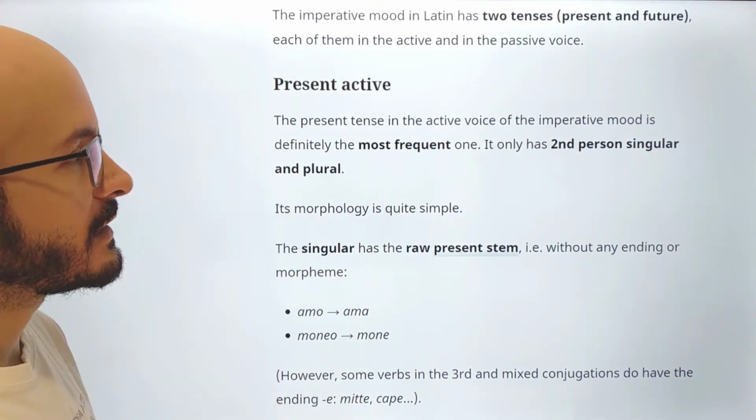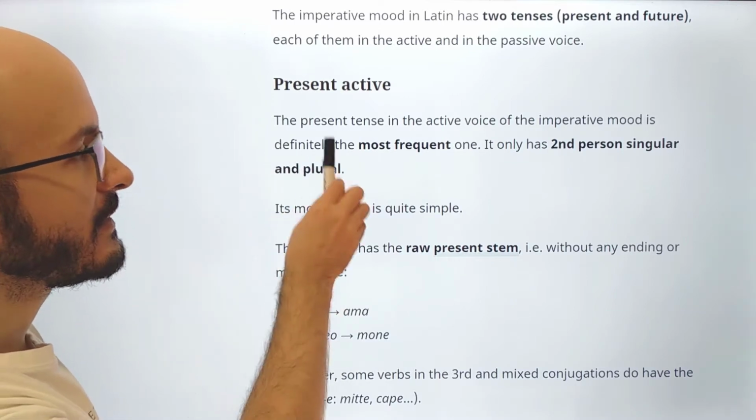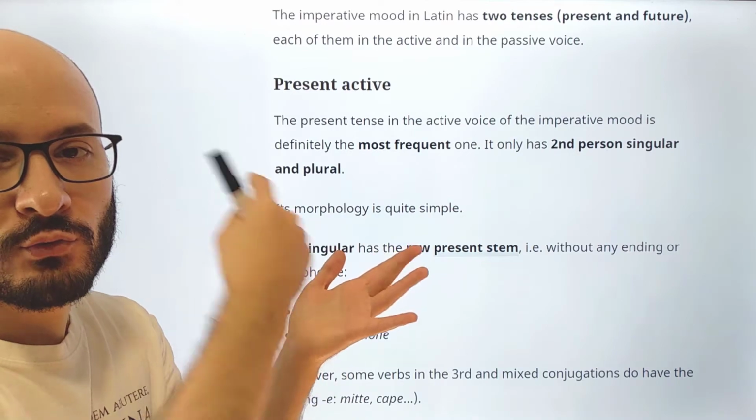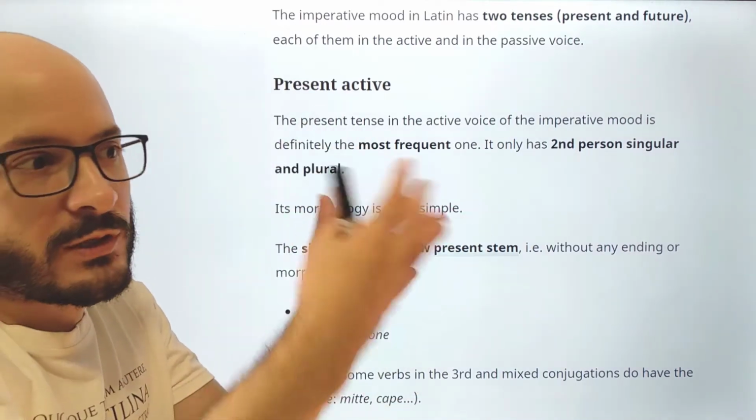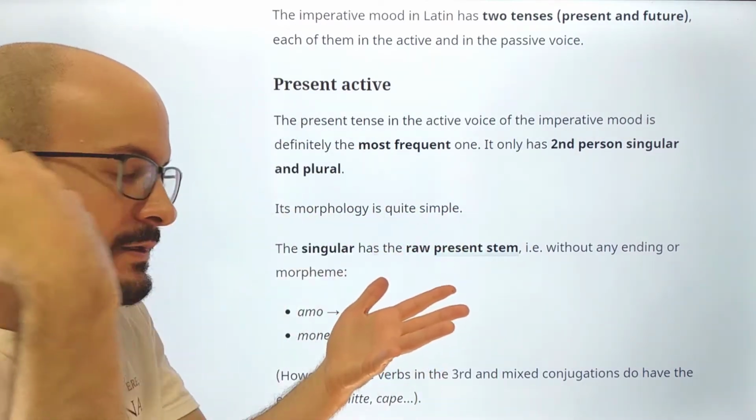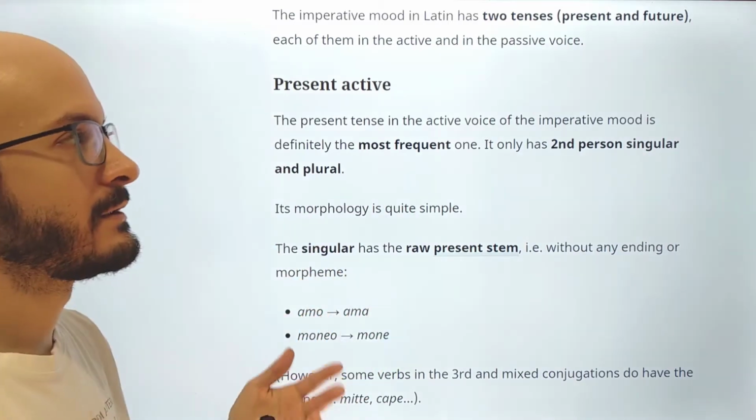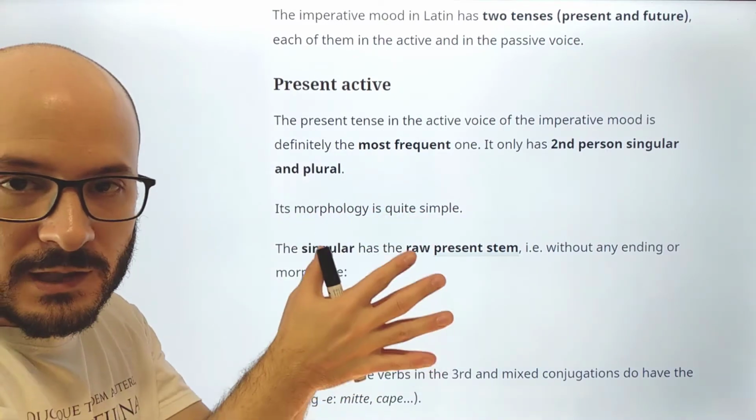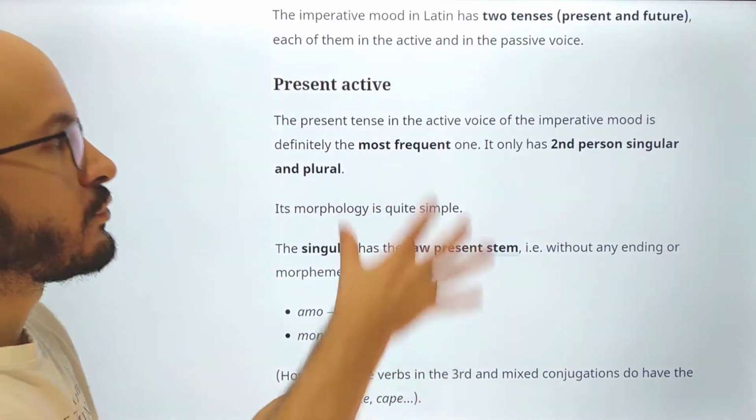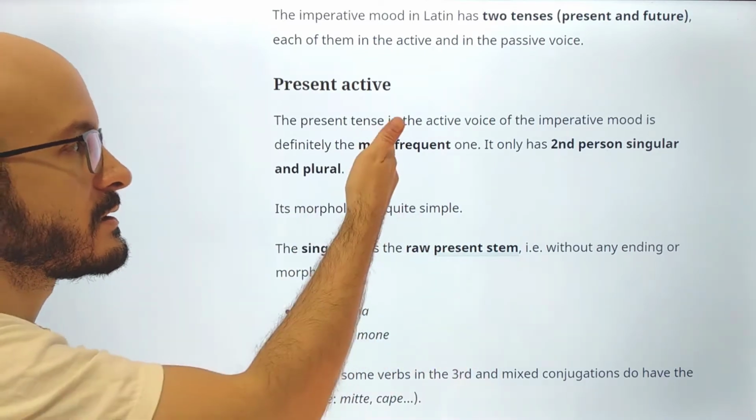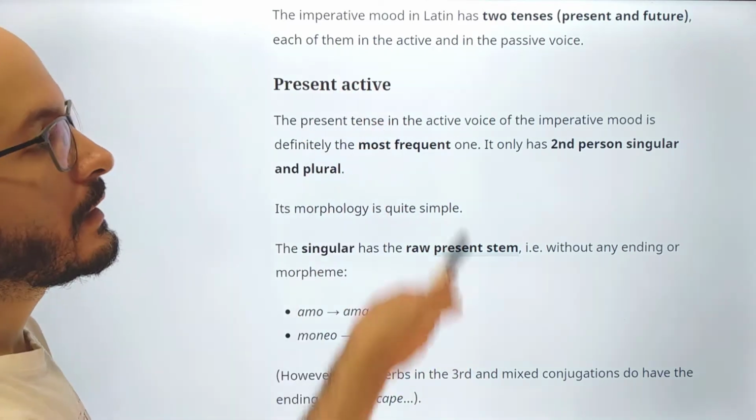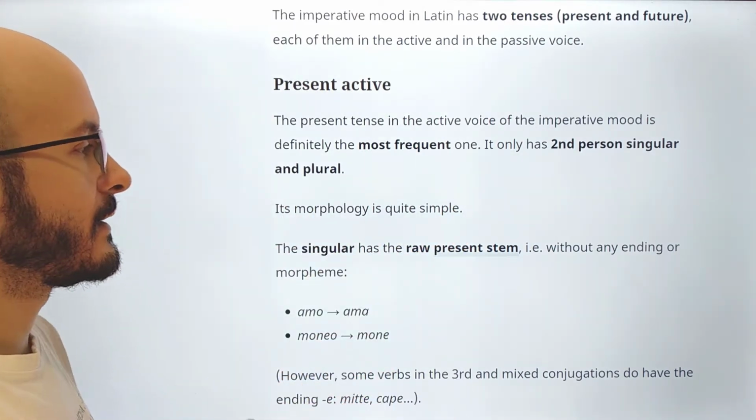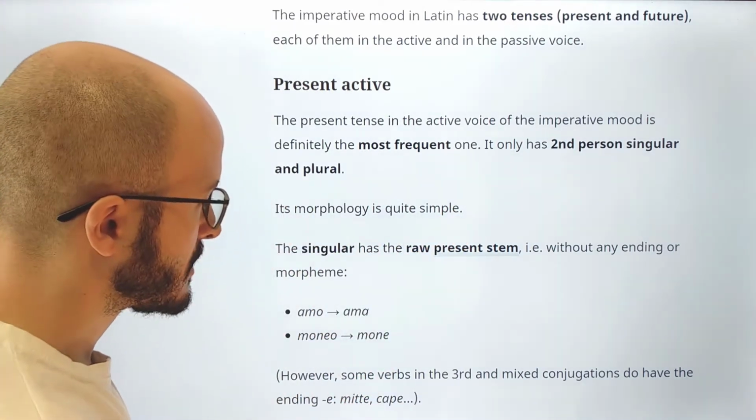First, present active. The present tense in the active voice of the imperative mood is definitely the most frequent one. In Spanish, Italian, French, etc., there is only one imperative, just like in English. So the imperative in the Romance languages comes from this one. No surprise, because this is the most common one in Latin. It only has a second person singular and plural, like we can expect. Its morphology is quite simple.